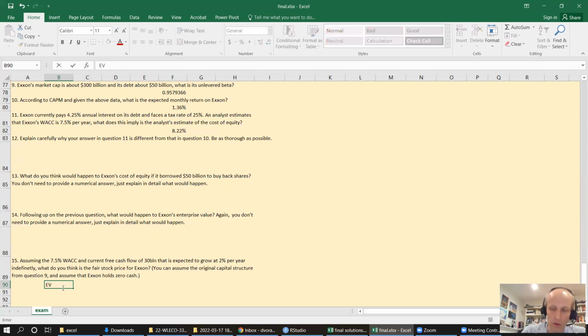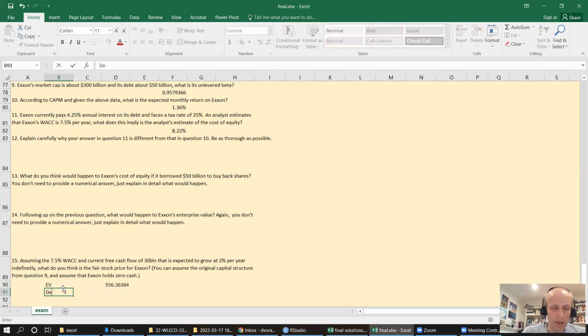So the enterprise value will be essentially the terminal value, which is 30 billion times 1 plus the growth rate of 0.02, divided by the difference between the discount rate, which is 0.075, minus 0.02, the growth rate, and that gives us the present value of all those future cash flows, which is 556 billion.